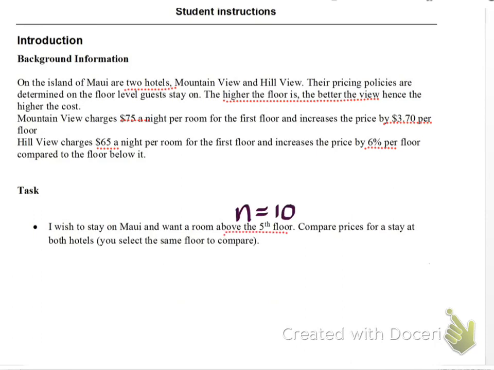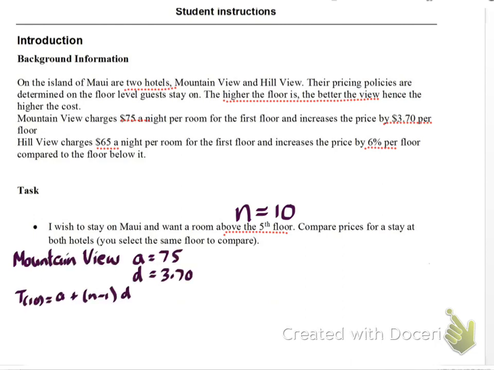So we have a look and we find out. We want to stay above the 5th floor, so I'm choosing the 10th floor. You could have chosen the 6th, 7th, 8th, 20th, it's up to you. But this is for the 10th floor, so Mountain View is arithmetic. It has a first term of 75, it has a common difference of $3.70. So we write out the values, the formula there, and put in the values: 75 plus (10 minus 1) times 3.7. We work out the price is $108.30.